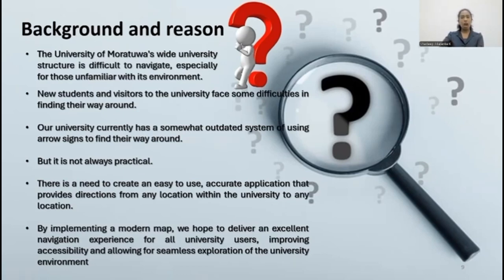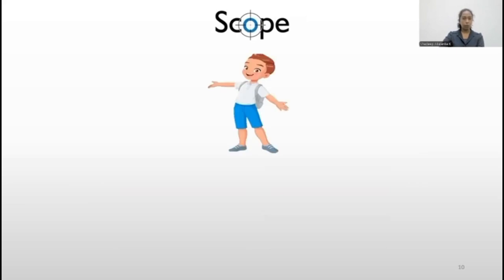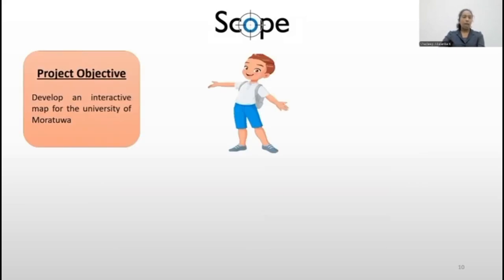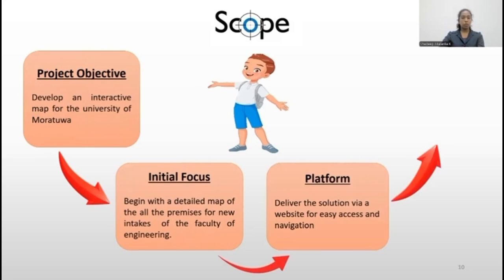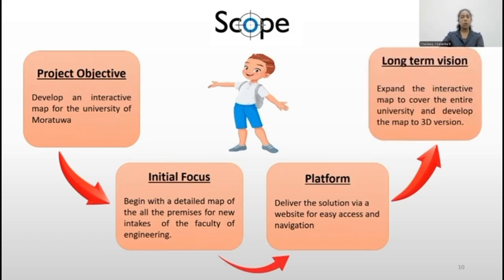Now let's see how we selected each and every part of our whole process, section by section. So here's our scope. Our project objective is to develop an interactive map for the University of Moratuwa, and the initial focus is to begin with a detailed map of all the premises for new intakes of the Faculty of Engineering. The platform is to deliver the solution via a website for easy access and navigation. Our long-term vision is to expand the interactive map to cover the entire university and develop the map into a 3D version.